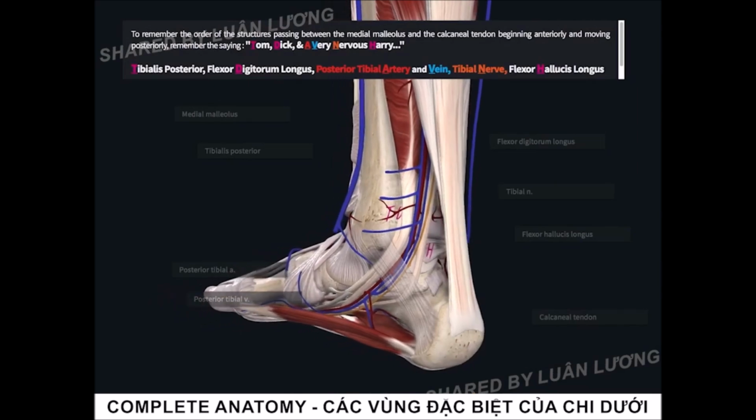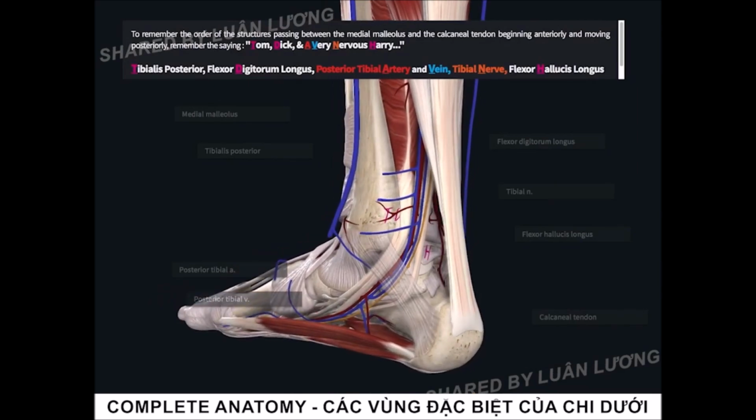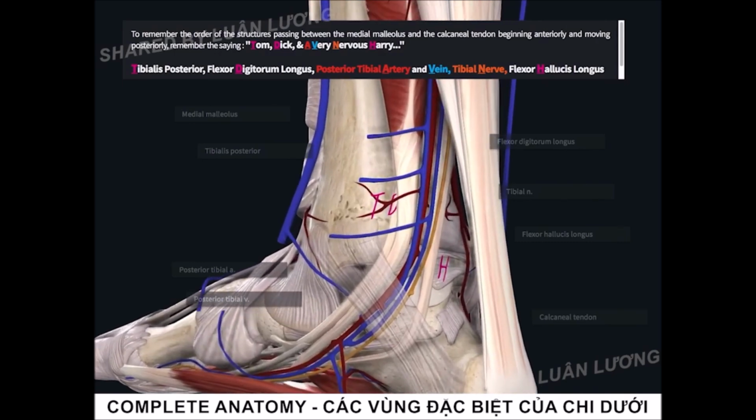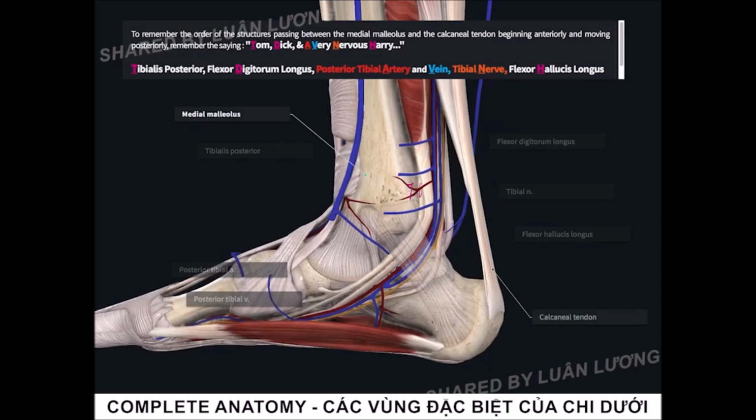To remember the order of the structures passing between the medial malleolus and the calcaneal tendon, beginning anteriorly and moving posteriorly, remember the saying, Tom, Dick, and a very nervous Harry, often simply referred to as Tom, Dick, and Harry. This is going to help you remember the names of the different structures passing within this region. So again, let's begin with identification of the medial malleolus and the calcaneal tendon.